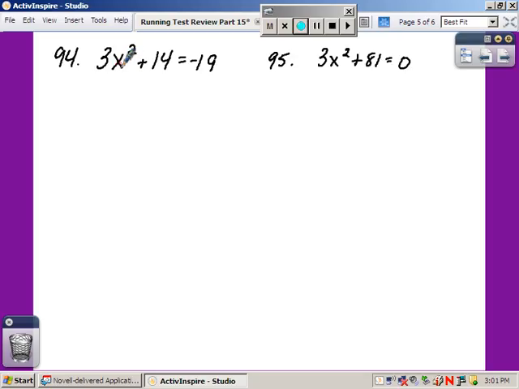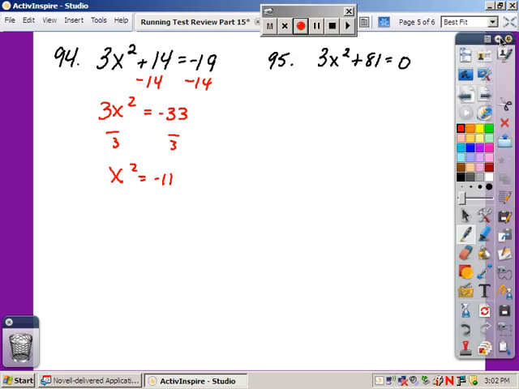If this was just an x instead of an x squared, everybody would say, oh, I just subtract 14 and divide by 3 and I have my answer. You basically do the exact same thing. Subtract 14. Divide by 3. Except to get rid of that square, all you've got to do is square root it. And now we've got square root of negative 11. Can't do anything with the 11, but I can pull the negative out by putting an i.